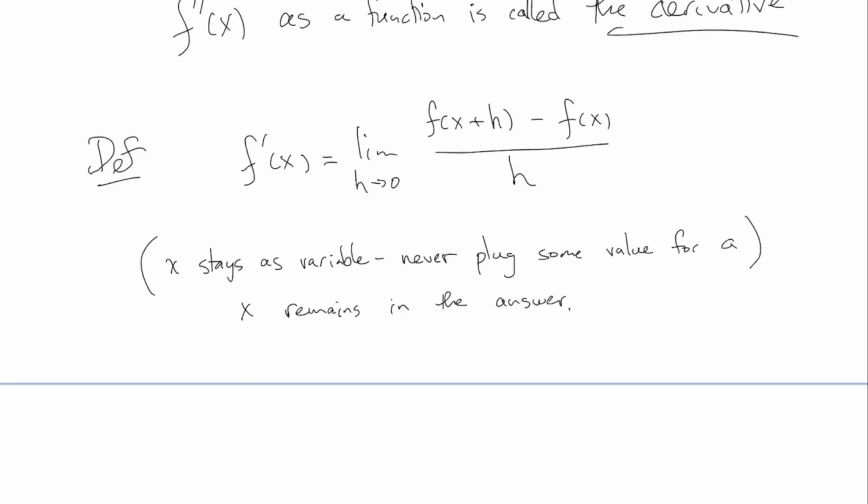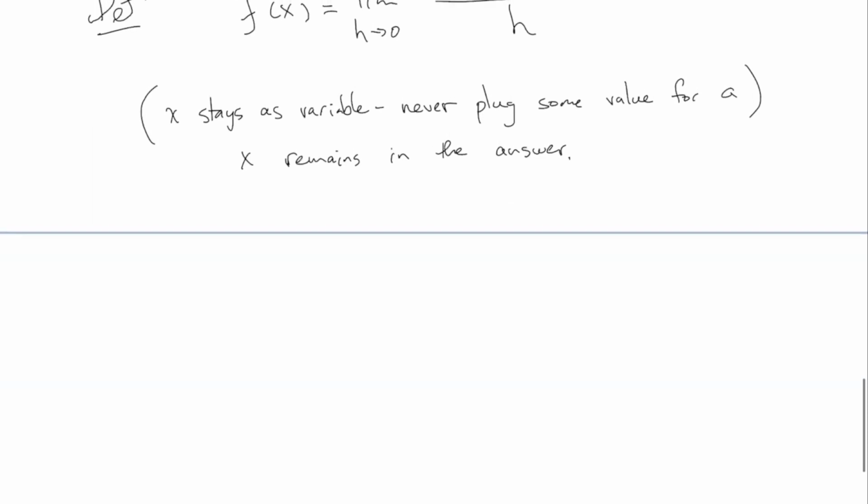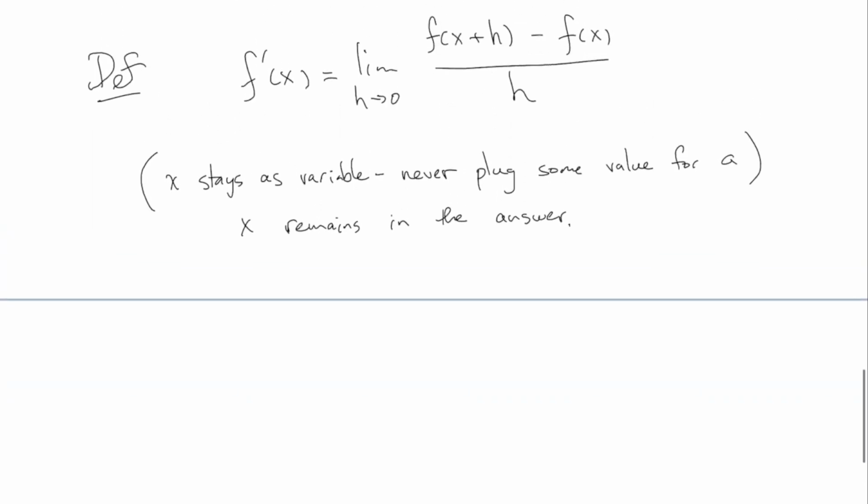Let's see if we can do an example like this. It's really the same procedure. It's just that, what I said in the parentheses there, x stays as a variable. You don't ever plug in some value. So, for example, what is the derivative of x squared? X squared is one function. I would like to know what is the function which describes the derivative of x squared.